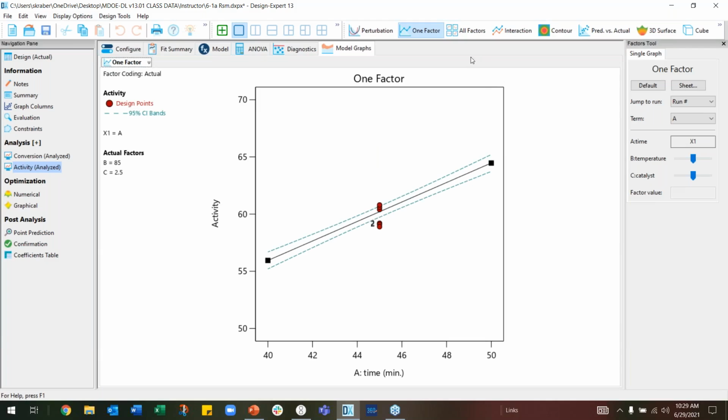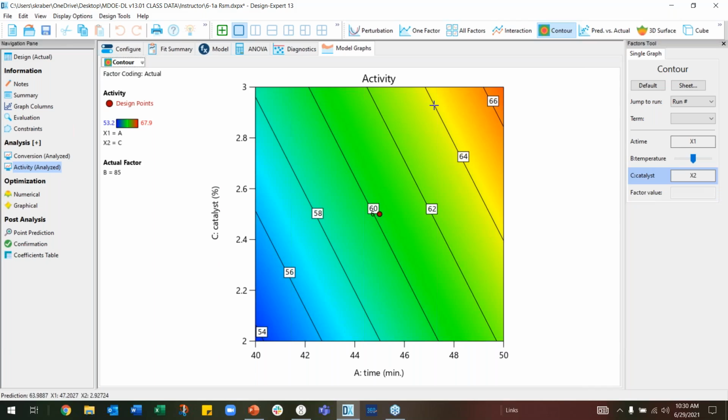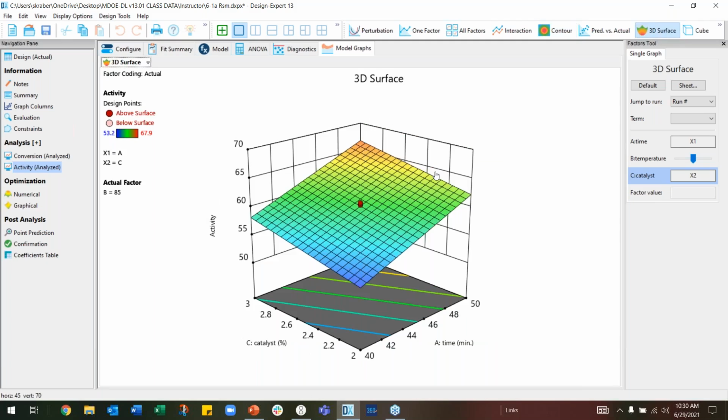So it gives us another model graph. This is the one factor plot. We can put this into a contour plot, but I would want to use the contour plot of A and C, as those were the two things that were significant. So I am going to right click on C and put that on the X2 axis. So we can get our AC graph, and in 3 dimensions it looks like that, just a flat plane.